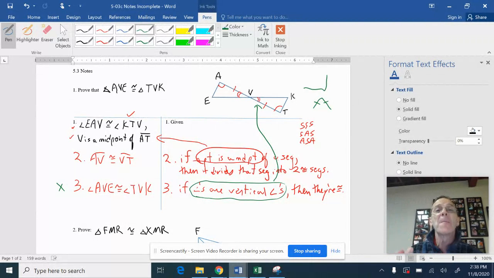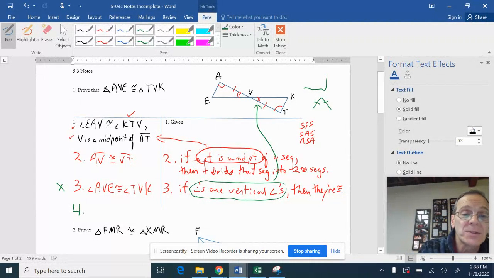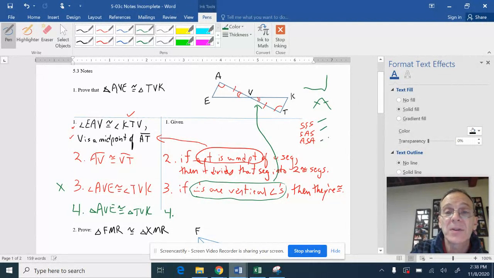None of these things. But when we look at a picture, if we see what appears to be vertical angles, we are allowed to assume that they are vertical angles. And so that can be our reference, the diagram itself. Okay? So now we have a third pair of congruent parts. And now we have enough parts to say that the triangles are congruent. Triangle AVE is congruent to triangle TVK. And what's the reason? Is it SSS, SAS, or ASA? In this case, it is ASA.